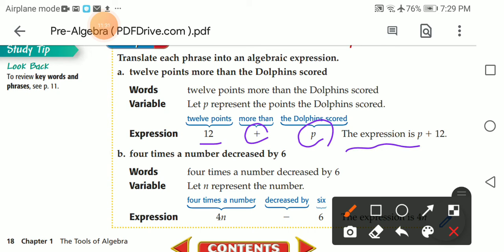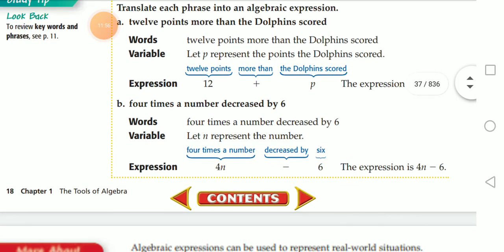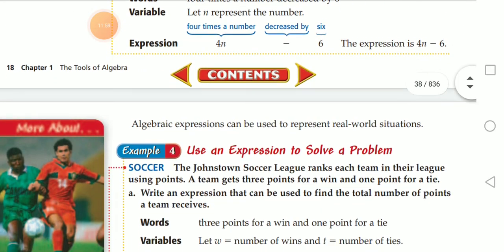4 times a number decreased by 6. Let n represent the number. Here in math we say n instead of the number. So 4 times a number means 4n. Decreased by means subtraction, minus 6. So the expression is 4n minus 6.